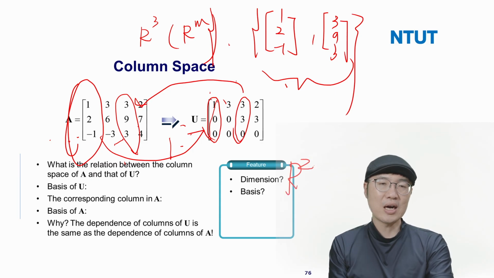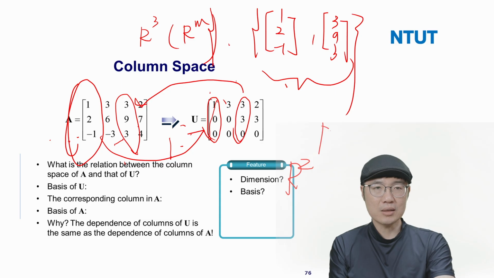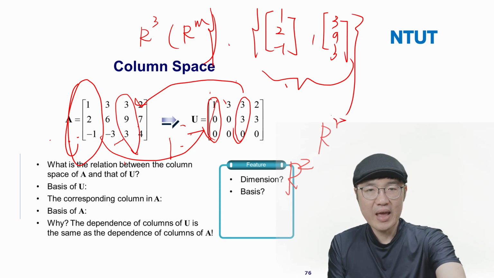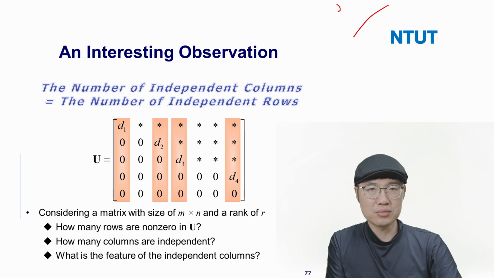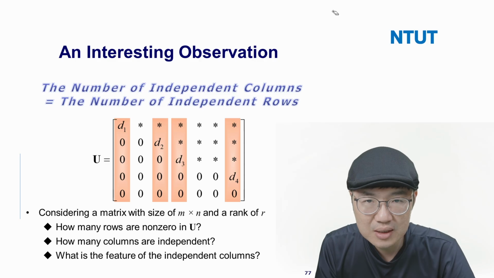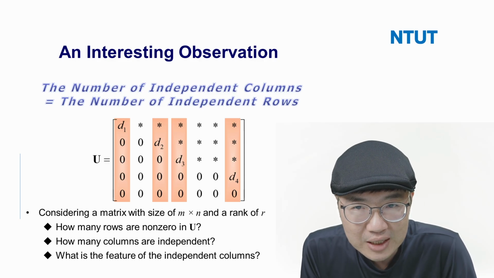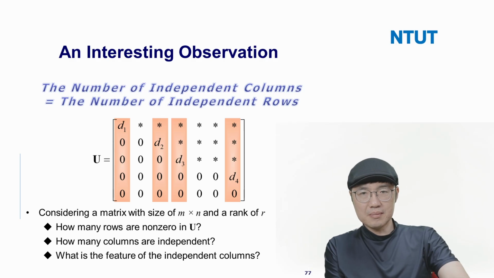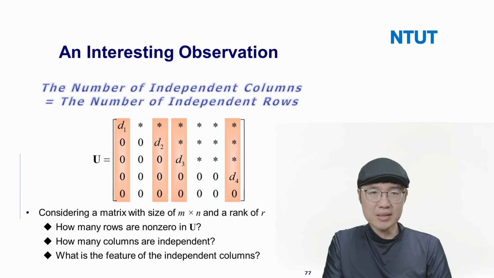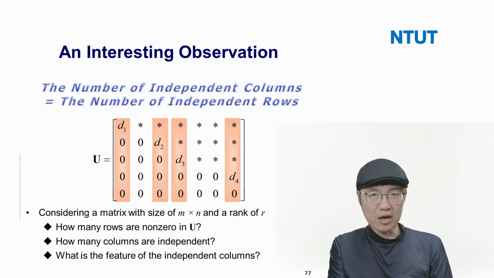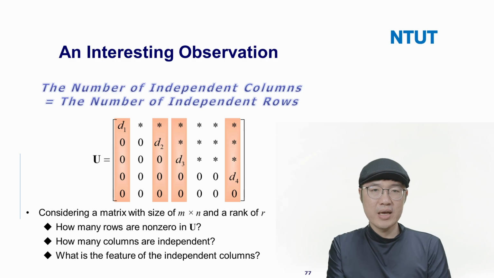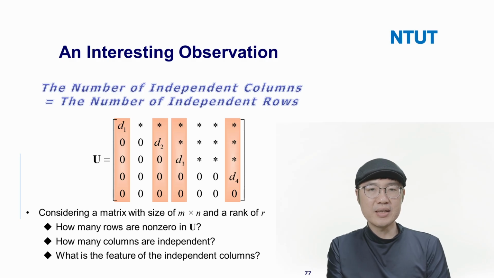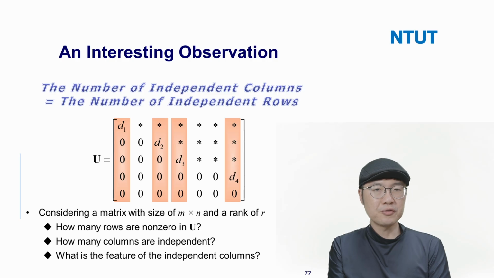It's 2, right? It's r actually, which is the same as the dimension of the row space. And that's not a coincidence, because the number of independent columns is always the number of independent rows. So if a matrix has a size of m by n and a rank of r, it has r independent rows and r independent columns. These are true for both U and A.